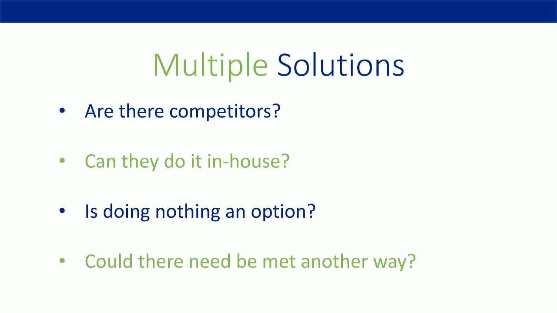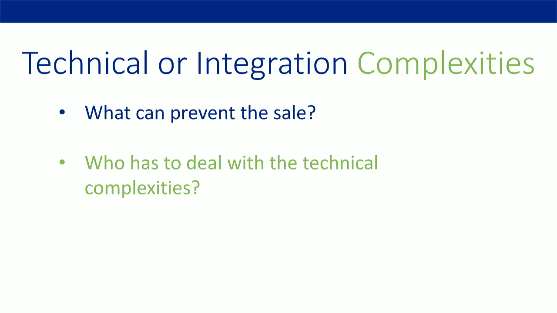So, all right. And I just realized I'm kind of running short on time, so I'm going to keep going here. Technical or integration complexities. What can prevent the sale, right? And who has to deal with the technical complexities? Find out early in the sale so you can shorten your sales cycle.